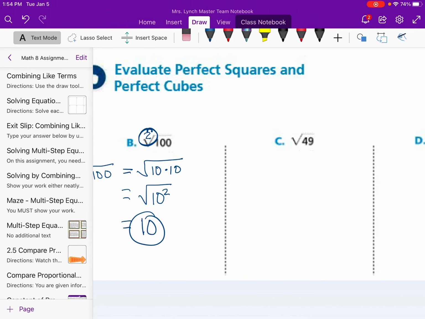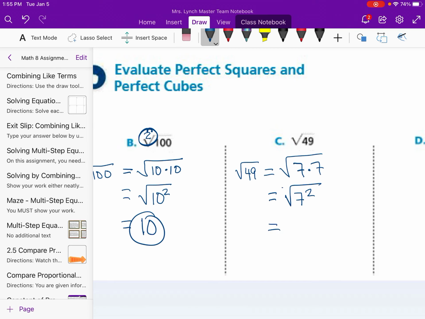Okay, same thing with square root of 49. Again, notice there's not a 3 there. So it's just going to be square root of 49. And we need to figure out what number multiplied 2 times gives you 49. Hopefully that one comes a little faster for you. That would be 7 times 7. Again, just writing it out so you can see what's happening. So since there's 2 7s, we can call that 7 squared.